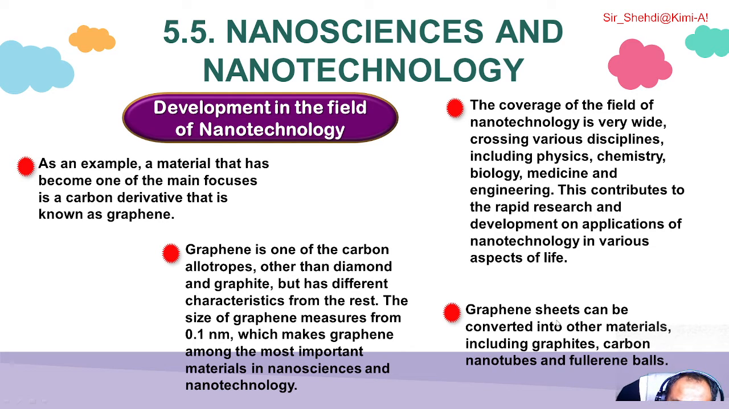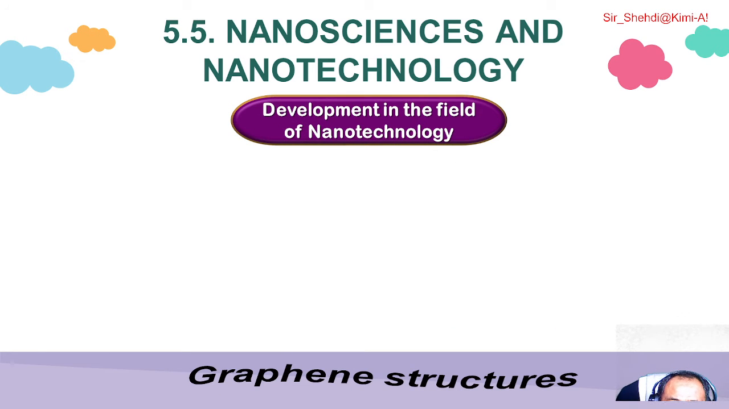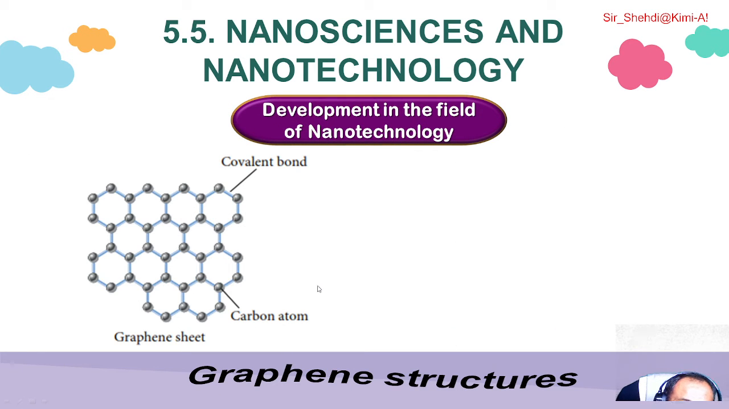Graphene sheet, like a piece of paper, can be converted into other materials including graphite, carbon nanotube and fullerene ball. Carbon nanotube is cylindrical in shape, and fullerene ball is like a sphere. Graphene structure: I have mentioned before, because carbon is a non-metal, the bond formed between carbon atoms is covalent, that means sharing electrons. So this is the graphene sheet.